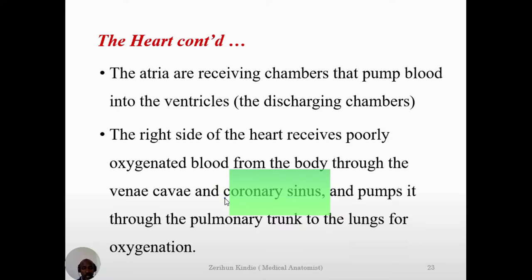Finally, the right side of the heart pumps blood towards the pulmonary trunk. This pulmonary trunk finally transports the blood towards the lung. So the lung is the final destination for the pulmonary trunk. Why does the blood go to the lung? For the purpose of oxygenation, in order to get oxygen. The blood is transported from the right side of the heart to the pulmonary trunk and finally goes to the lung. The lung has oxygen, and this deoxygenated blood is changed into oxygenated blood.